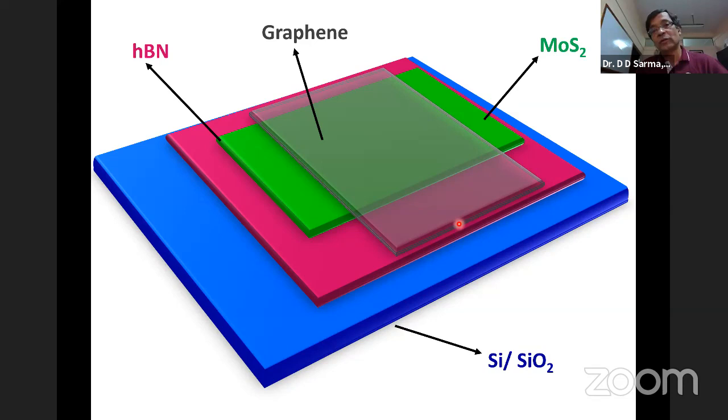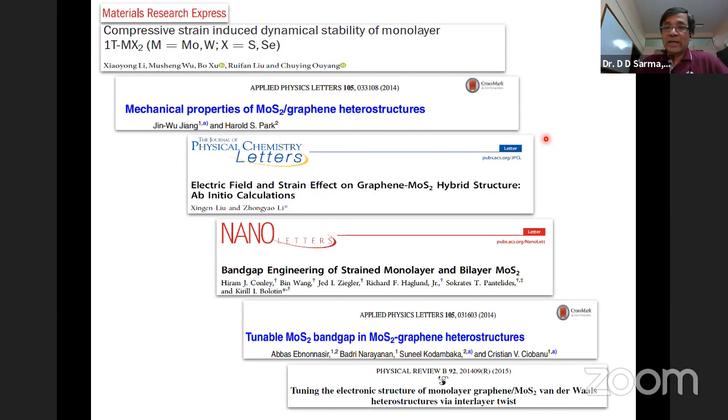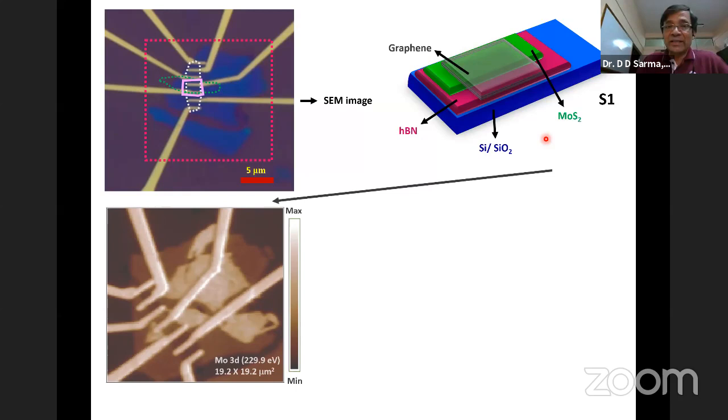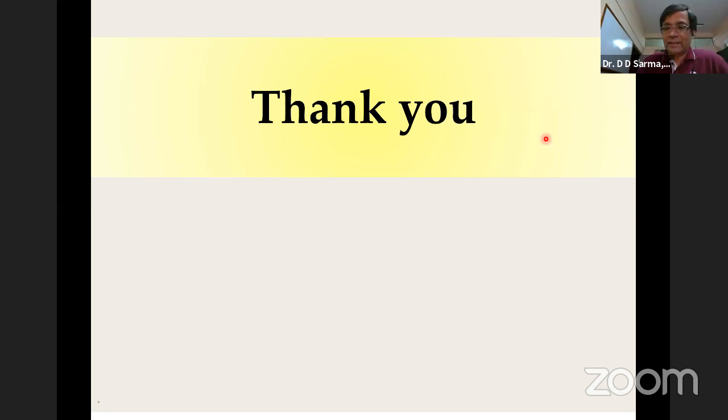I can pick out what happens to molybdenum disulfide under strain because of the structure putting it on the hBN. And you have looked at that, this strain effect. There's a lot of discussion in the literature, and you have understood in great detail what happens, but let me not go through that and come to the final slide, thanking you for your patience, and thank you very much.